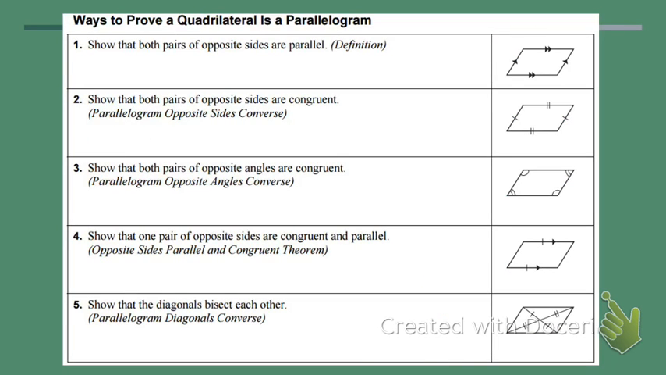So this is just a summary of the ways to prove a quadrilateral is a parallelogram. There were 5 ways, and you have a picture on the side. And you're going to want to commit these to memory, just like you did for the 5 ways to prove triangles congruent, or the 5 ways to show lines are parallel.